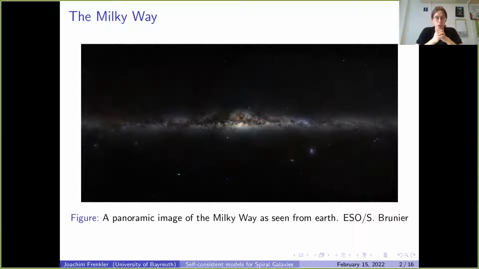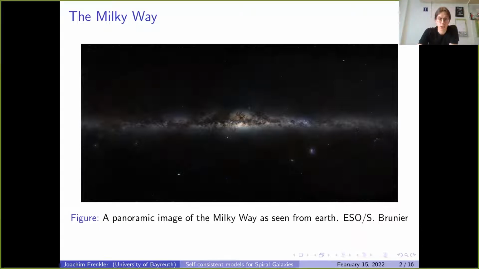And most mass that we can observe in our galaxy is concentrated in this disk. It is made up mostly of stars and of gas, whereby stars dominate the central parts of the disk and the gas dominates the outer parts.